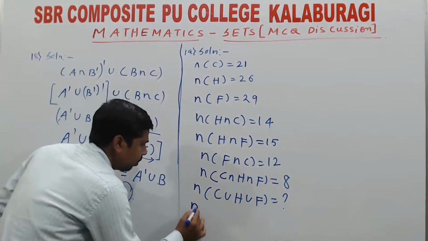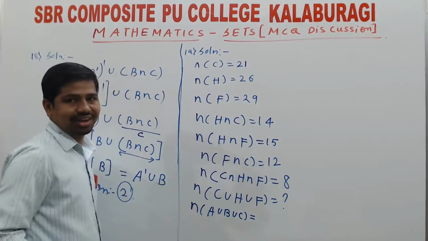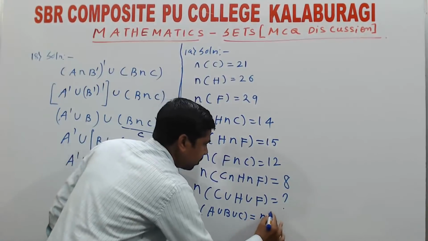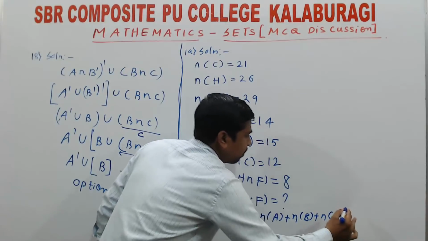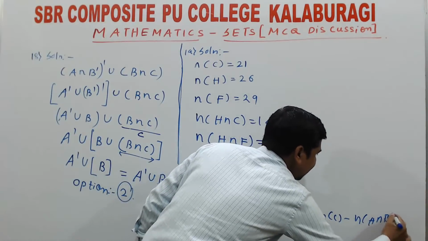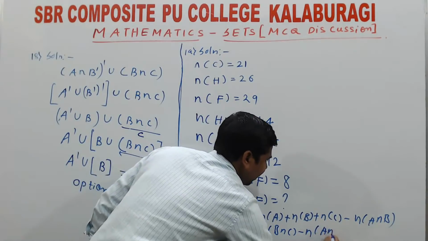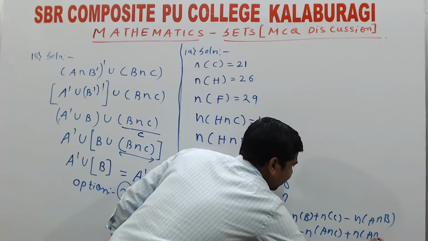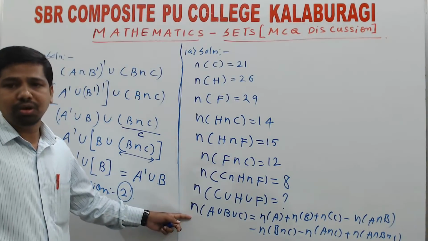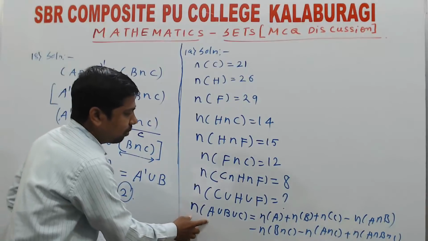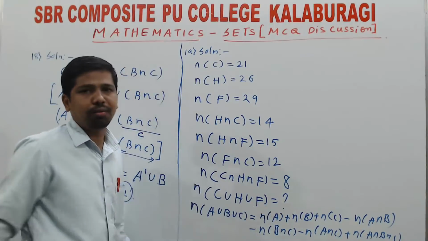What is N of A union B union C, that is the total number of members in that athletic team? N of A union B union C is N of A plus N of B plus N of C minus N of A intersection B minus N of B intersection C minus N of A intersection C plus N of A intersection B intersection C. So this is the formula. Let us apply this formula and we'll find the total number of members in that athletic team very easily.